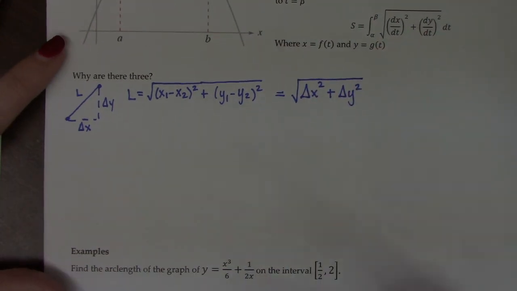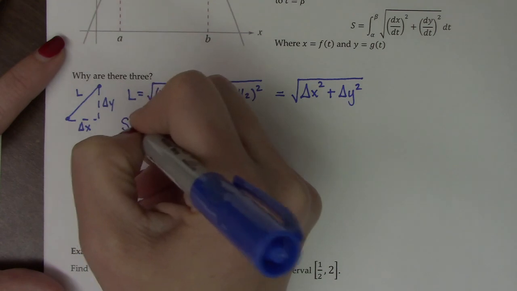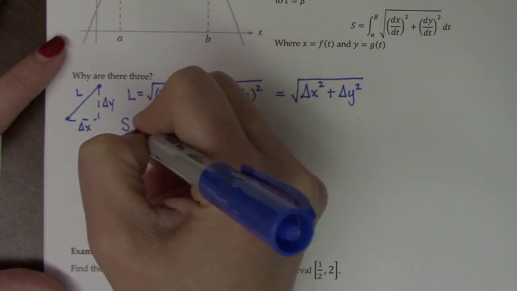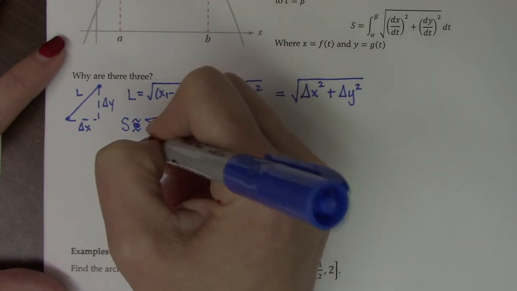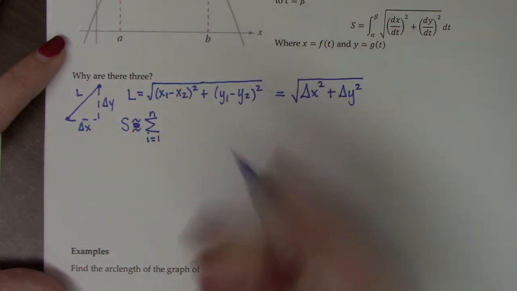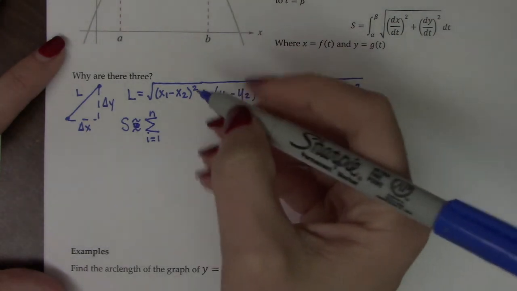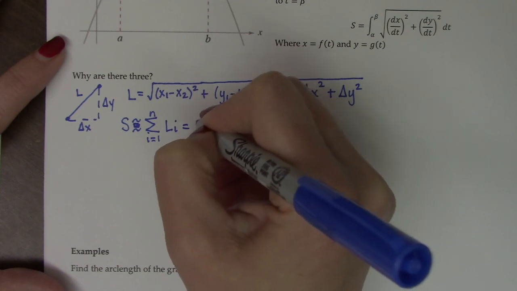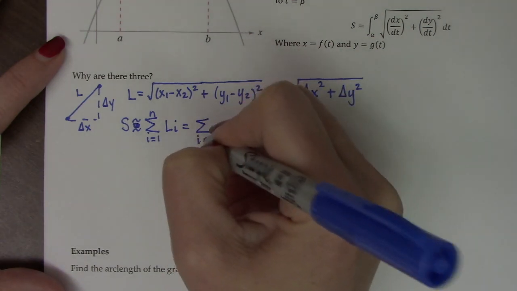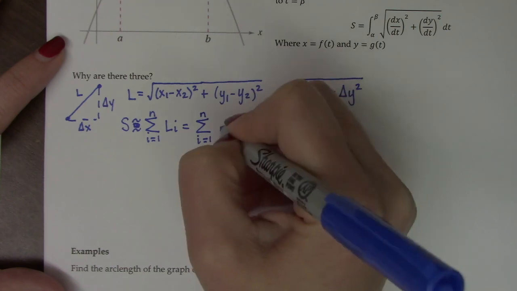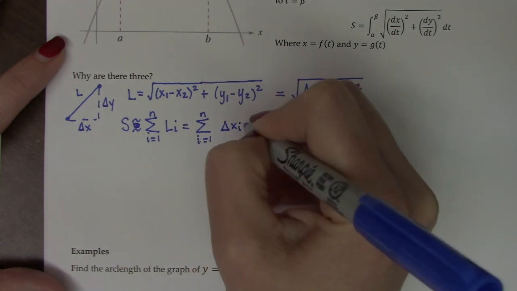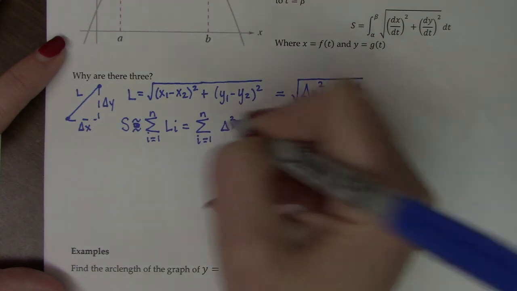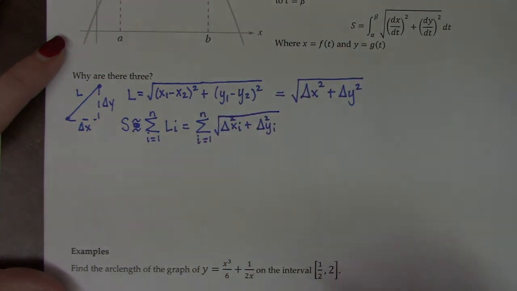So that means if I want the total arc length, I would take the sum, with the sigma right here, from 1 to n, because I would have n of these arc lengths, of all my various Li. So if I replace Li with my radical, I would sum up delta x squared and delta y squared for each one of my individual triangles.